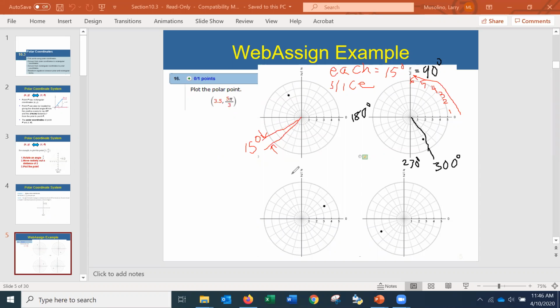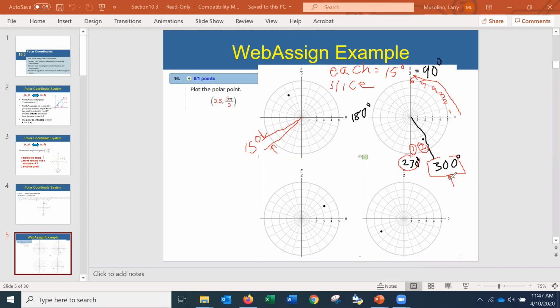Well, now I can figure out our 300 degrees precisely. Because notice here is one slice and here is a second slice. But each one of those slices is 15 degrees. So slice 1 plus slice 2 is 30 degrees. 30 plus 270 means this angle does have to be 300 degrees.